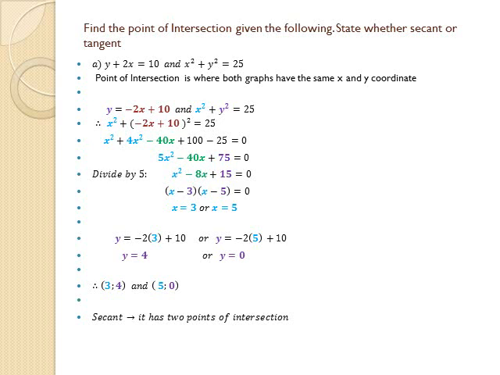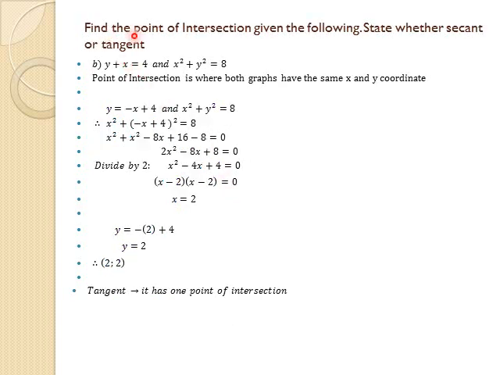Right, next problem. Again find point of intersection and state whether it's a secant or tangent. I have y plus x equal 4 and x squared plus y squared equal 8. So x squared plus y squared, equation of a circle. There, because I have x to the power 1, equation of a straight line.